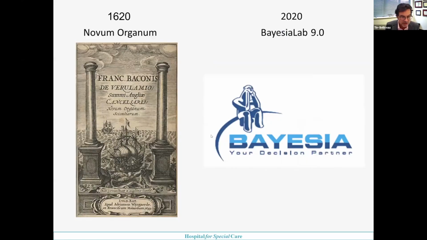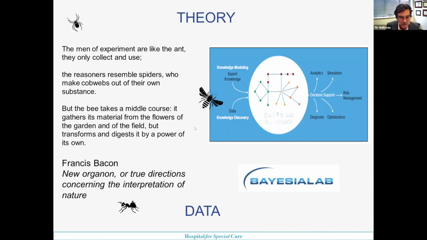And I'd like to just highlight 2 things here, going back to Francis Bacon in 1620 and then fast forward to 2020. Different periods in time, but something very similar comes through. So Francis Bacon talks about this example of the men of experiment being like the ant, as he introduces a scientific method. So the men of experiment are like the ant on the bottom, and they only collect and use observations. And then the reasoners, more the philosophical reasoners, are like the spiders, and they have very abstract theories like cobwebs.